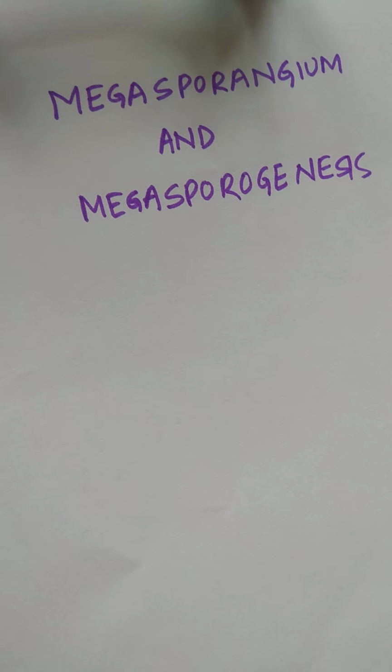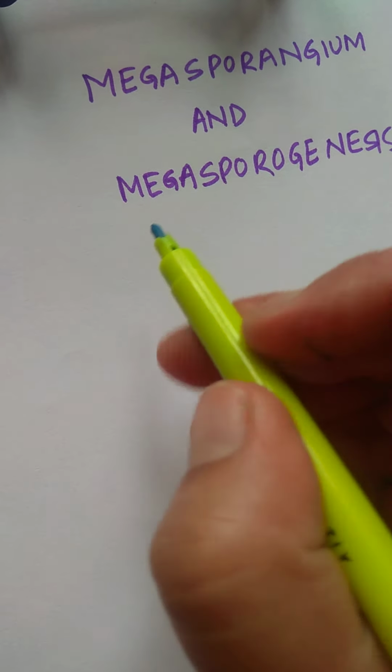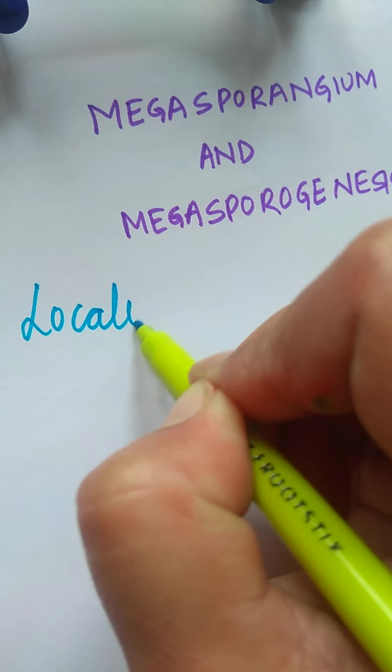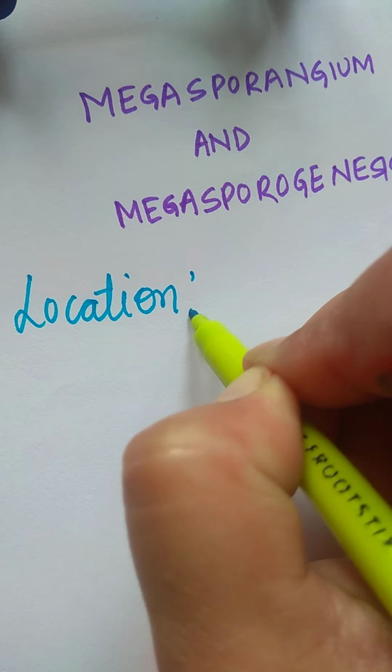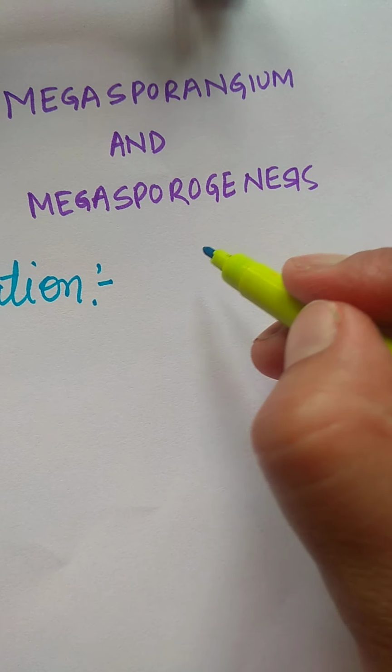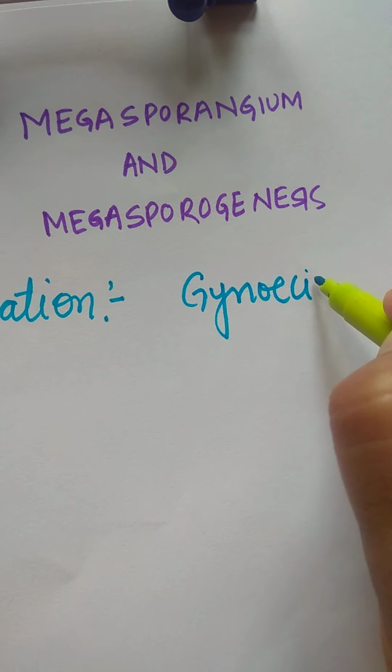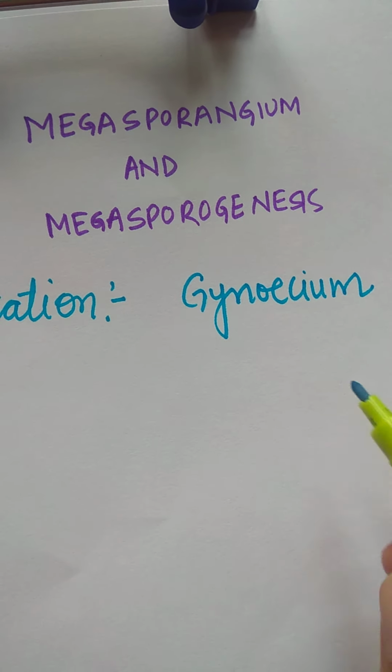Hello children, today we will discuss megasporangium and megasporogenesis. So first of all we should know where this megasporangium is located. So, location of megasporangium. Megasporangium is located in the female reproductive part of the flower, which is known as gynoecium.